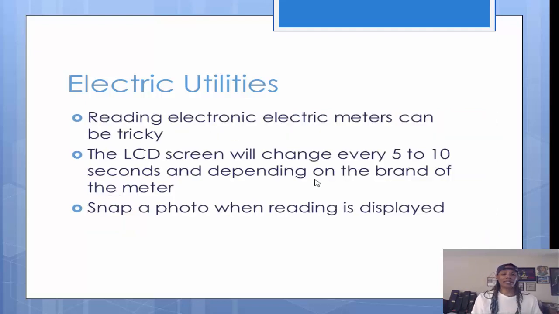All right, so some of these electric meters can be tricky to read. All right, because the LCD that's in the meters changes every 5 to 10 seconds. All right, so once you have a reading displayed on the face of the meter, go ahead and snap your photo. All right.